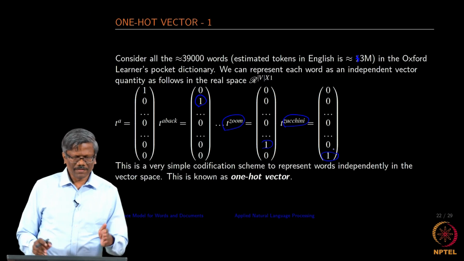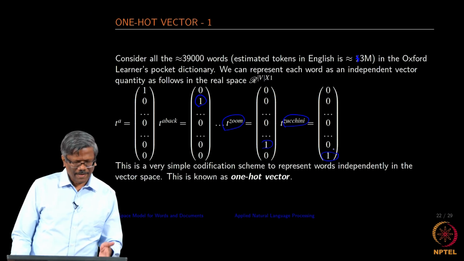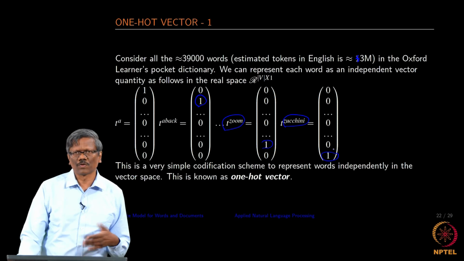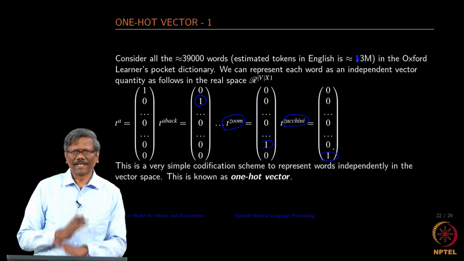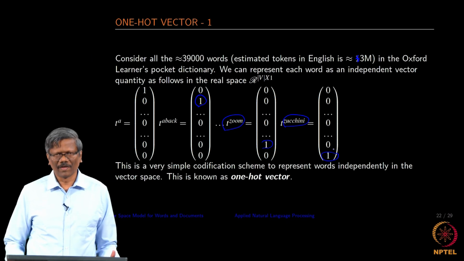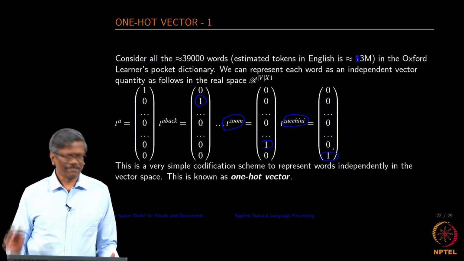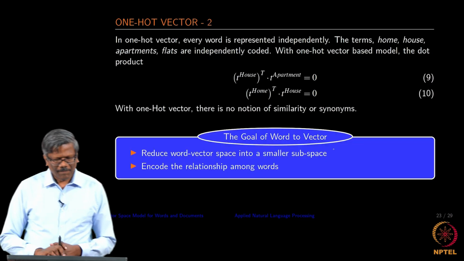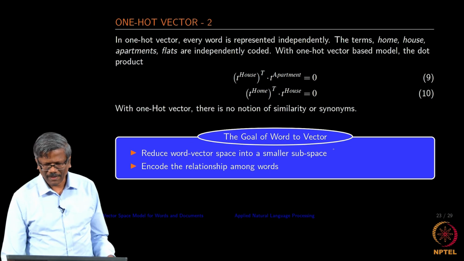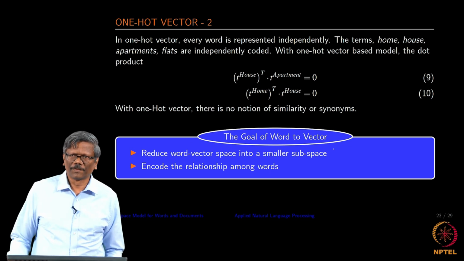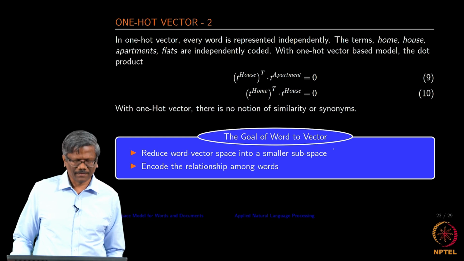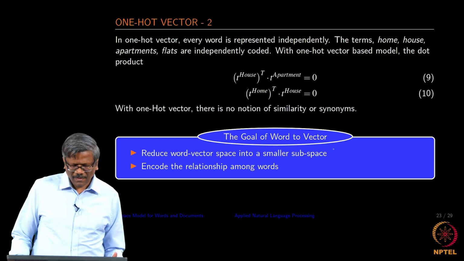If you look at this, there is no correlation between aback, zoom or zucchini and so on. So, they are all independent, that means they are orthogonal to each other in the vector space. What do you mean by orthogonal? As I mentioned earlier, if you do a dot product of two vectors that are orthogonal to each other, the resultant value would be 0.